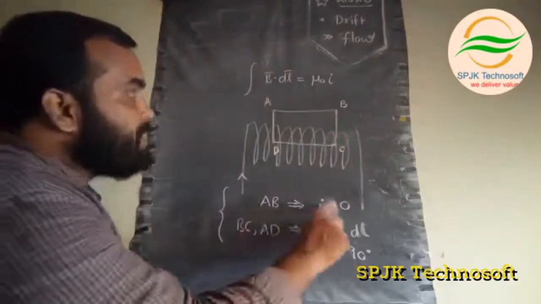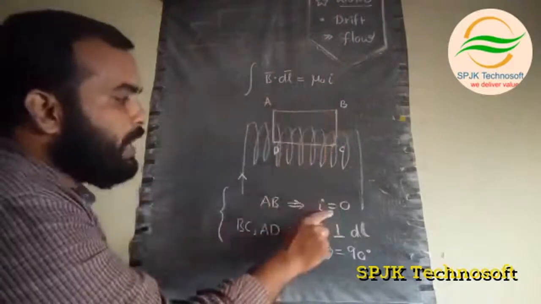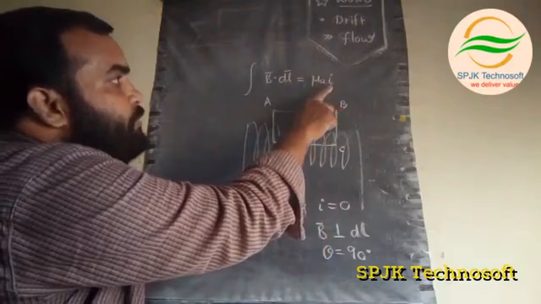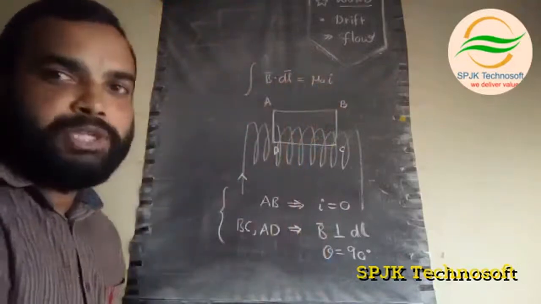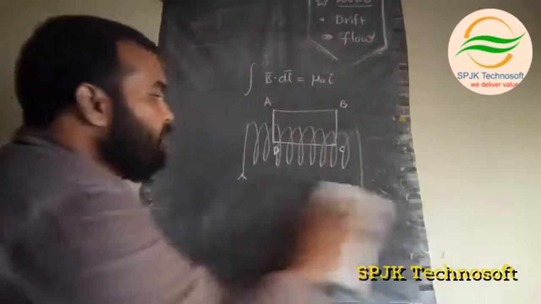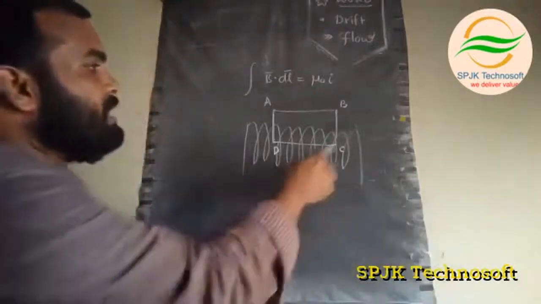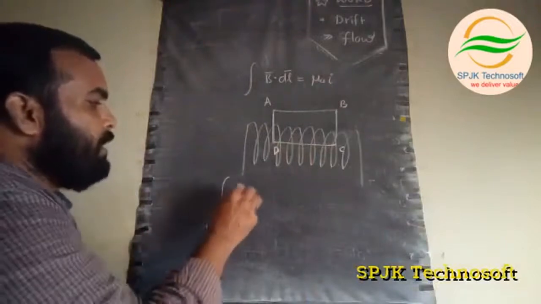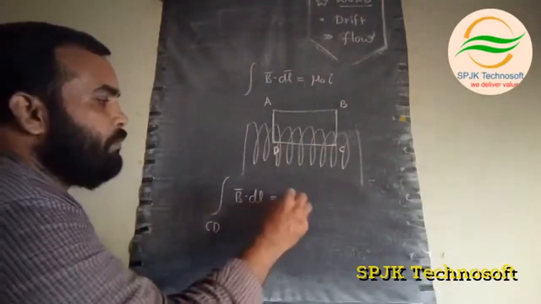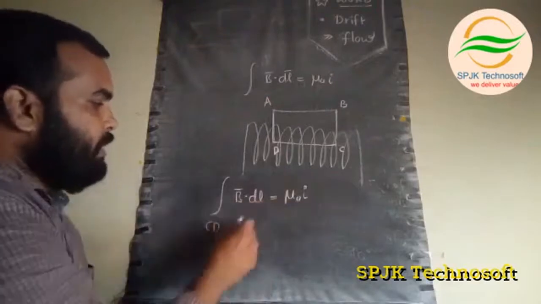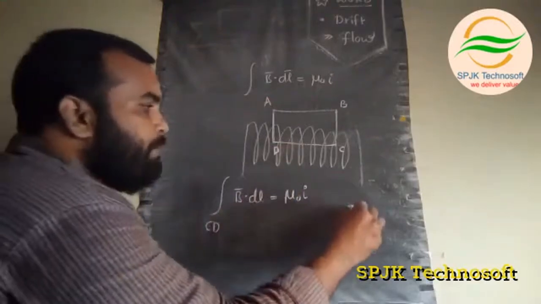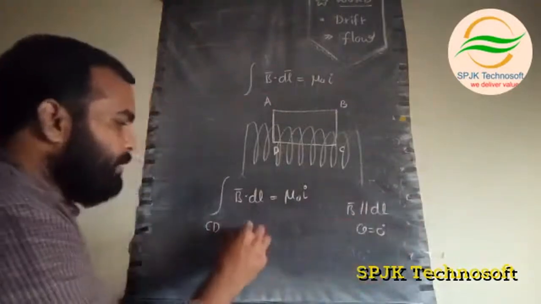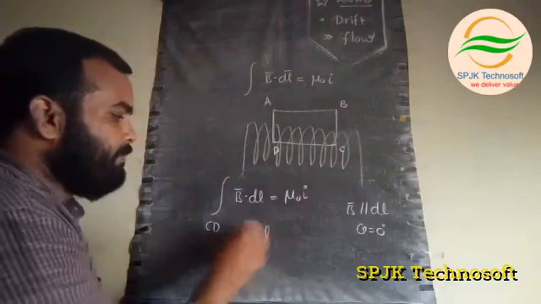Coming to the AB side, along AB side also there is no current flowing. Then the I value on the right hand side of this equation can be substituted as 0. Again the total value will become 0. Finally, we can apply Ampere's law only along C to D. Here we are applying Ampere's law, integral of B bar dot dl is equal to mu naught into I. Now B bar is parallel to dl bar, so theta equals 0, and it can be written as B into dl.